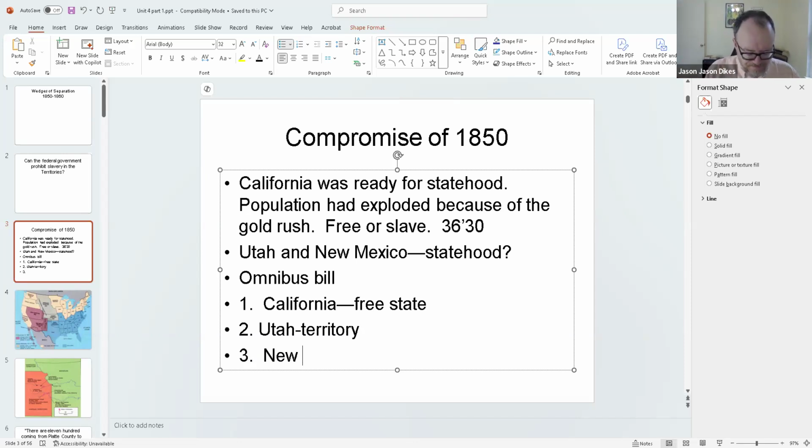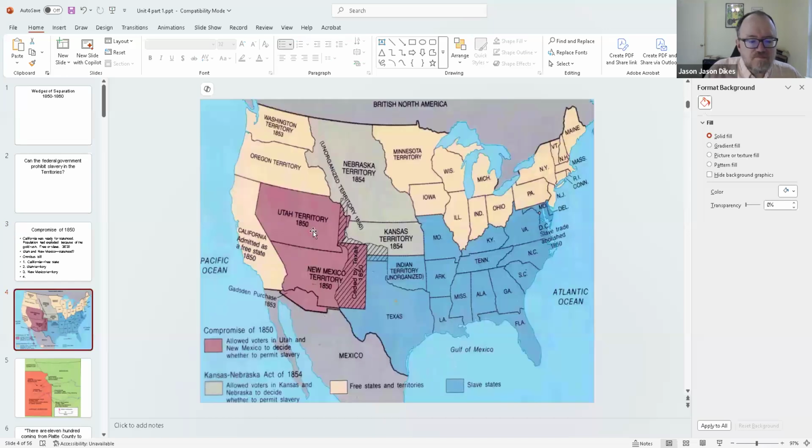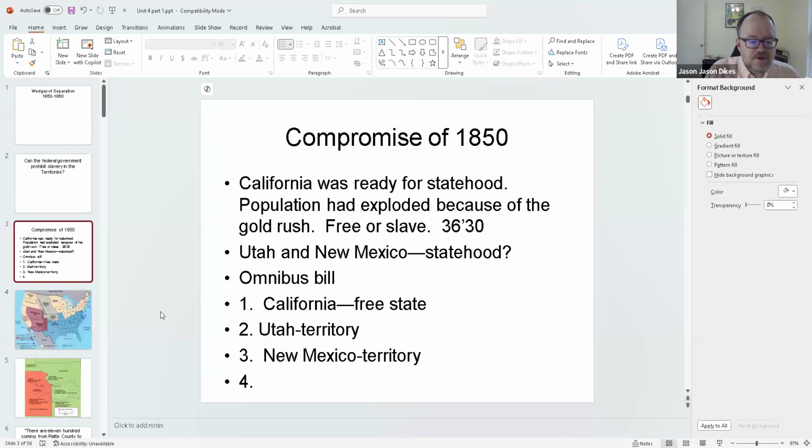New Mexico, also left as a territory and will not actually become a state until 1912. So California, the Utah territory, taking up what is now Nevada and Utah, the New Mexico territory here.